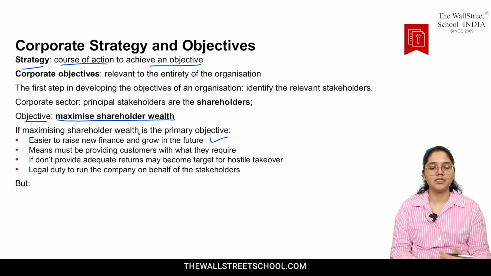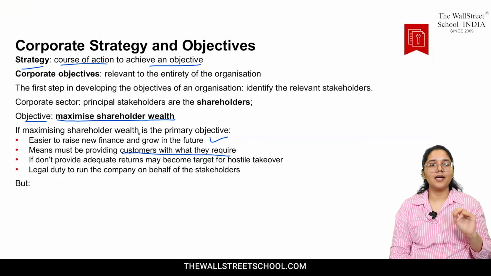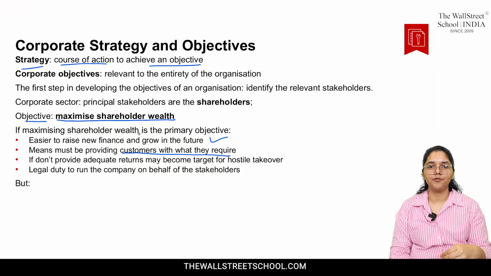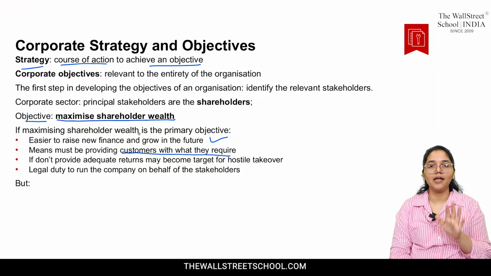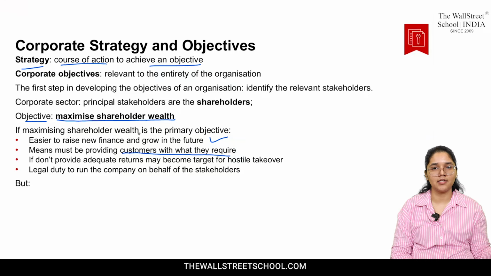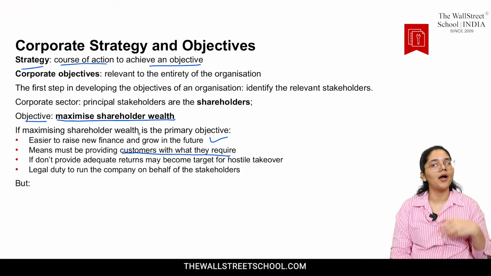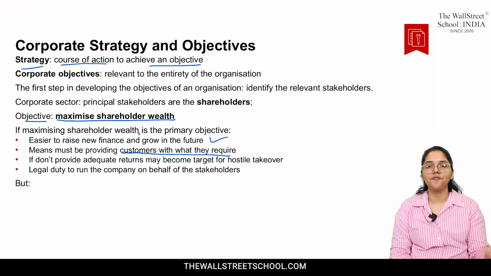Then the next point that you see is, means must be providing customers with what they require. Earlier, when industrialization had just started, consumers were many but producers were less. There were lesser variety of goods that were produced, lesser number of suppliers. So customers really did not have any choice. Whenever you do not have any choice, whatever is available to you in the market, at whatever price, you are supposed to buy it if you want it.